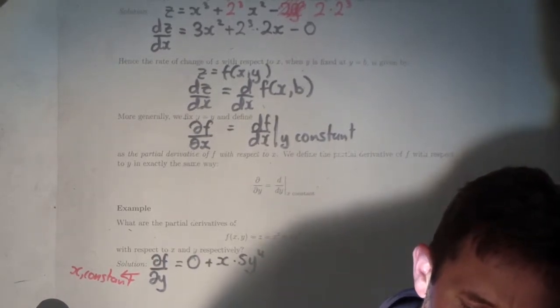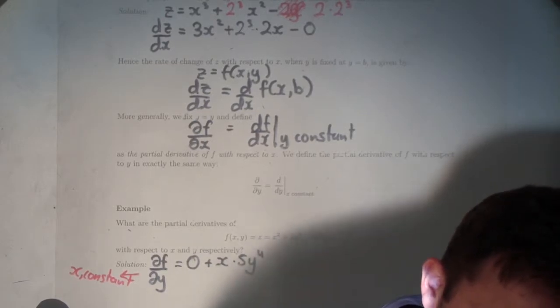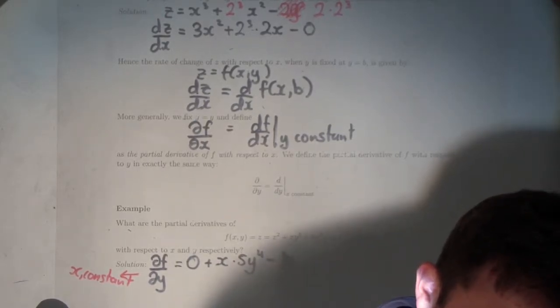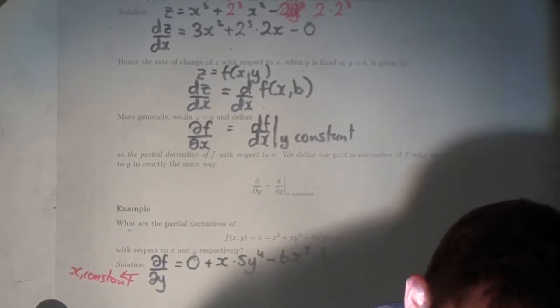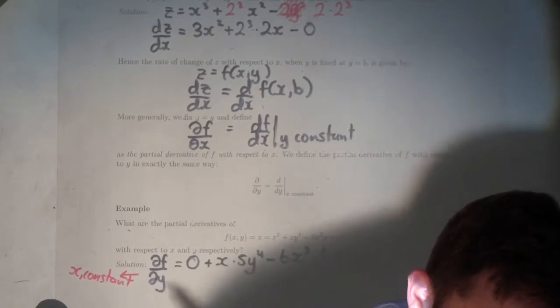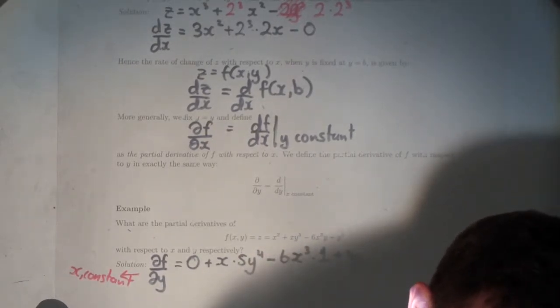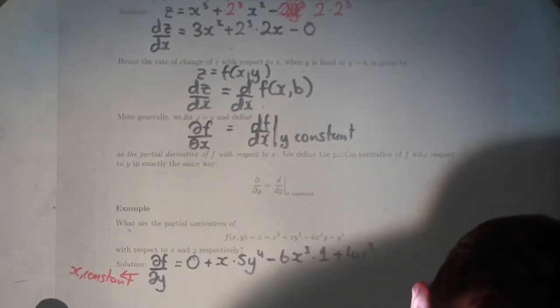Yeah. Now, what's the constant in the third term? Minus 6. What else? X cubed. And what is the derivative of y with respect to y? 1. Plus, what is the derivative of y to the power of 4 with respect to y? 4y cubed. And we'll tidy this up.